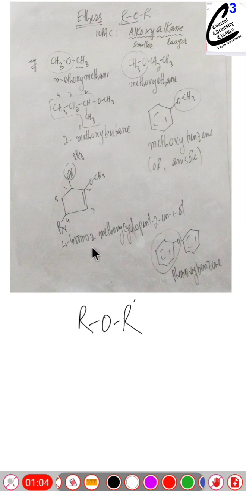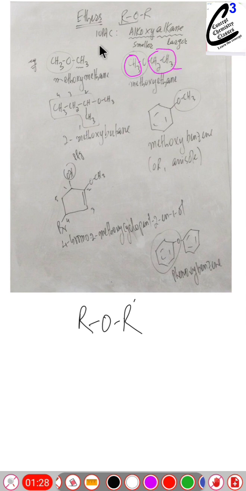The first example is dimethyl ether, in which the two alkyl groups are same. In this other example, the alkyl groups are different. Here it is methyl and this is ethyl. So this is an unsymmetrical ether.